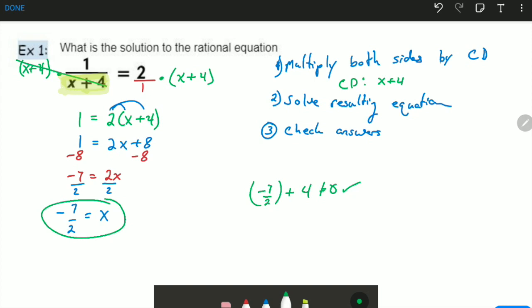Had it made the bottom of the fraction 0, then there would have just been no solution.